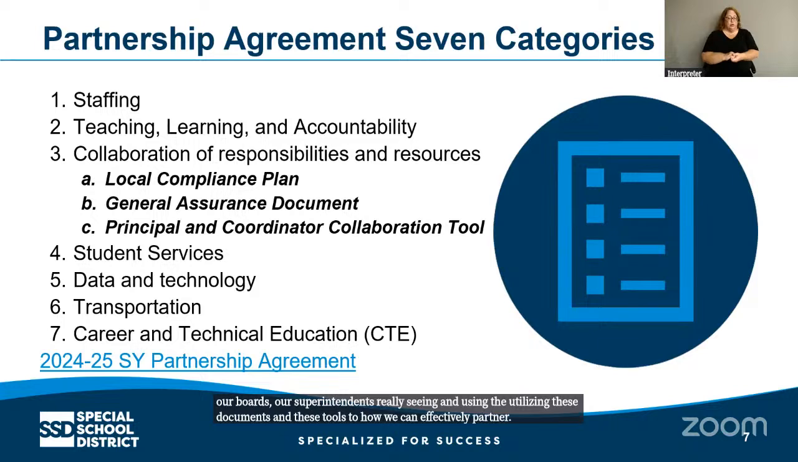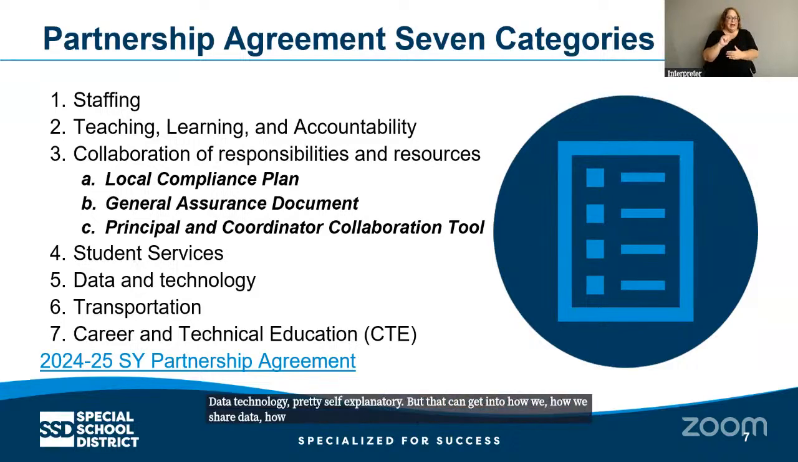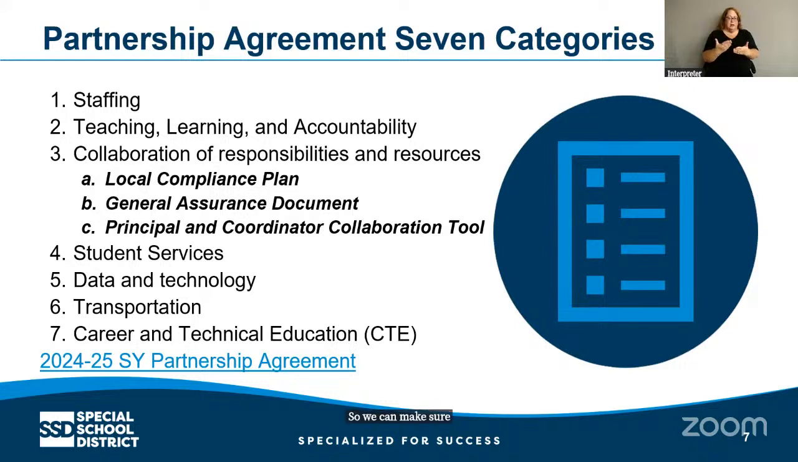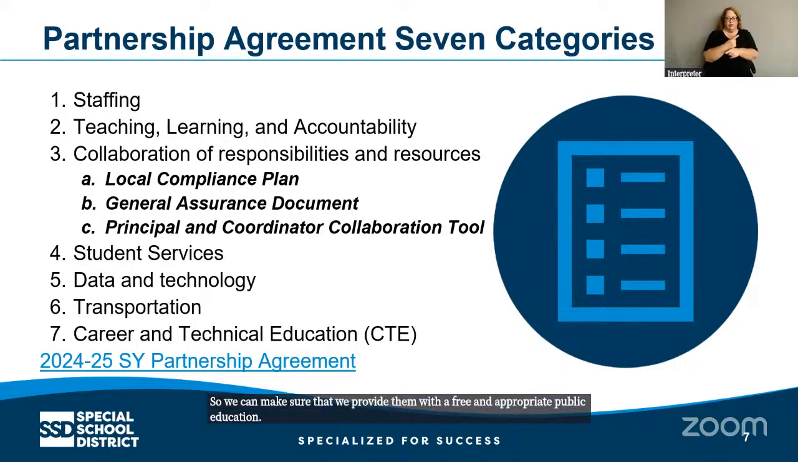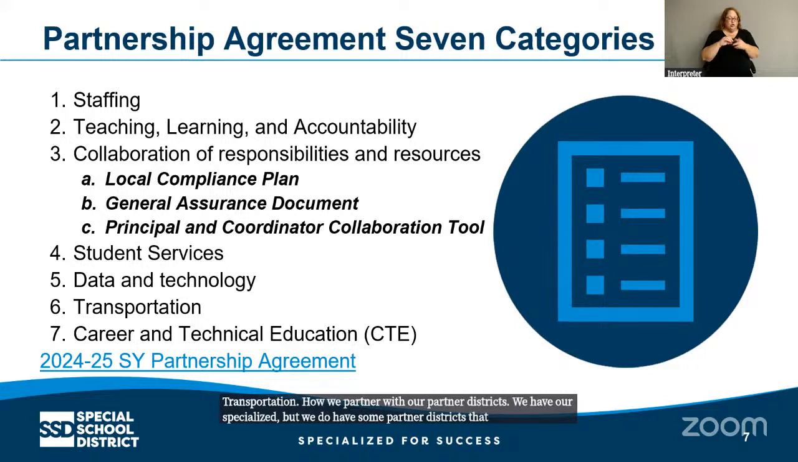Section 4, student services, which gets into our related service areas, technology, those types of things. Data and technology, pretty self-explanatory, but that can get into how we share data, how we access data, how we provide technology to not only meet students' needs, but also support our staff, so we can make sure that we provide them with a free and appropriate public education. Transportation, how we partner with our partner districts, because we have our specialized transportation, but we do have some partner districts that provide their own. And then finally, career and technical education.